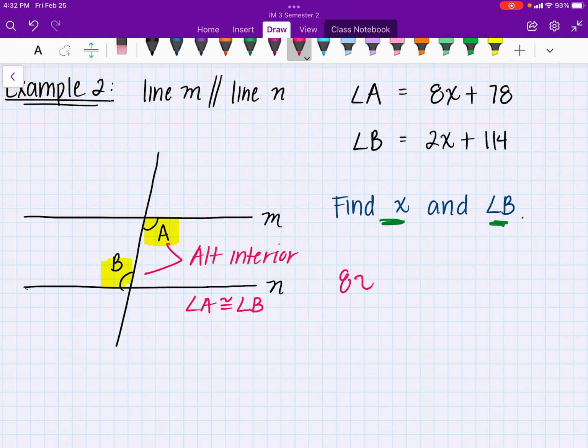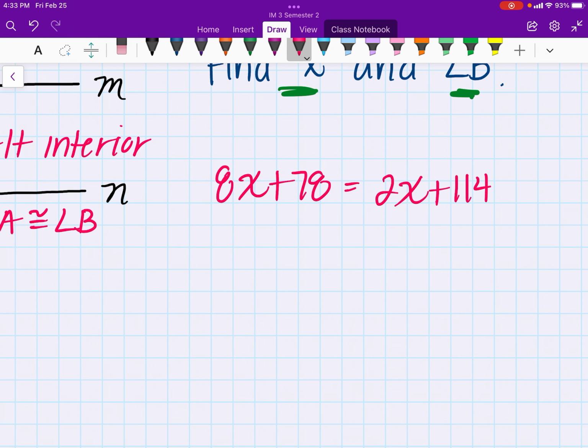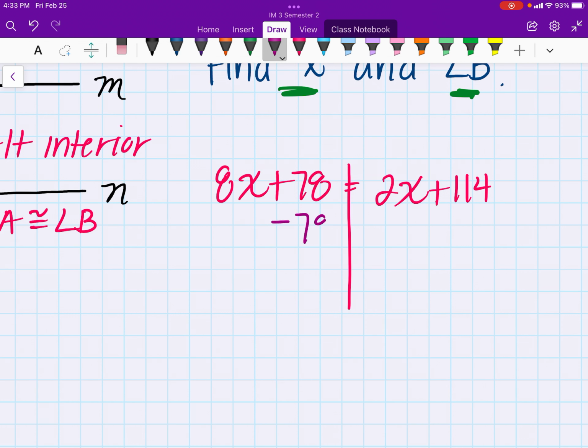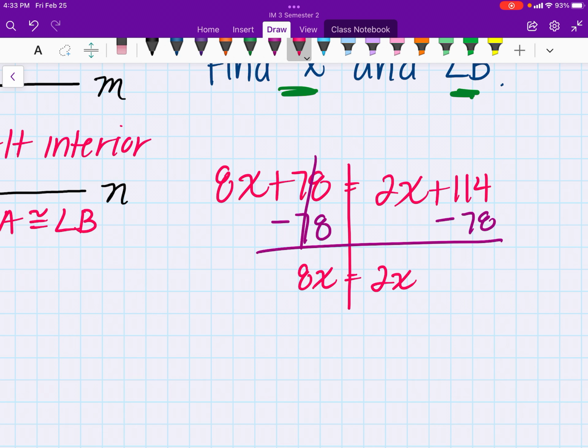So in this case, I'm going to make angle A and angle B equal to each other. So we have 8x plus 78 equals 2x plus 114. Now, once again, we're solving for X here, guys. So let's move everything to one side. I'm going to subtract 78 from both sides.